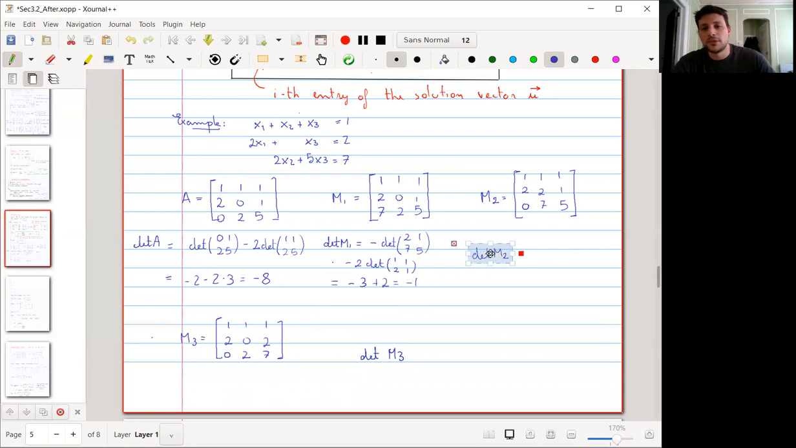Let's compute the determinant of M2. Again, I'll do a cofactor expansion, this time along the first column. So it's going to be the determinant of 2, 1, 7, 5 minus 2 times the determinant of 1, 1, 7, 5. When I wrap these up, I get 3 minus 2 times 5 minus 7, it's negative 2.